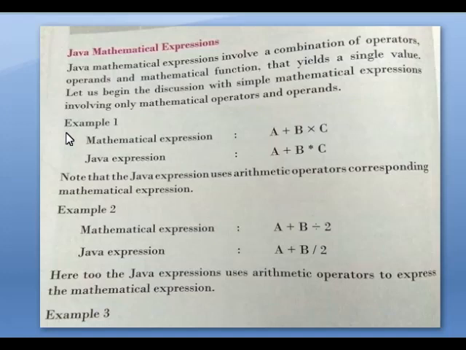Okay, so example number 1. What is the mathematical expression a plus b into c? How will you write it? A plus b, this into symbol is the asterisk symbol, b into c. Note that the Java expression uses arithmetic operators corresponding to the mathematical expression.